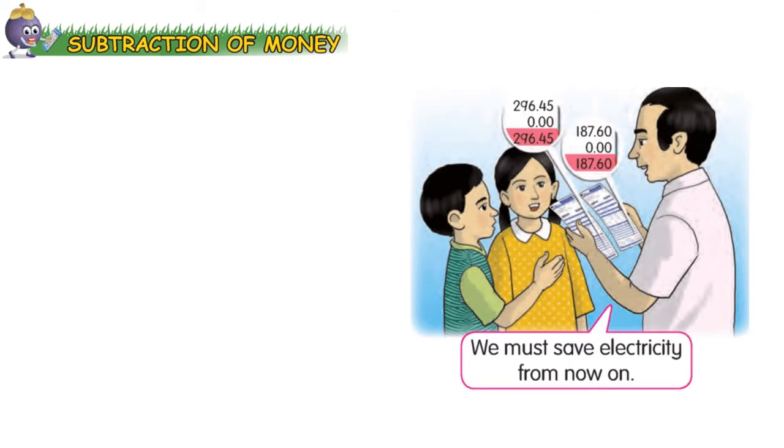Now we move to example number 2. By looking at the picture, we can see that a father was comparing the electricity bill and he found out that the electricity bill was going up, and he told his children to save the electricity. The difference between the two bills, we have to do subtraction. So the number sentence is 296 ringgit and 40 cent minus 187 ringgit and 60 cent.